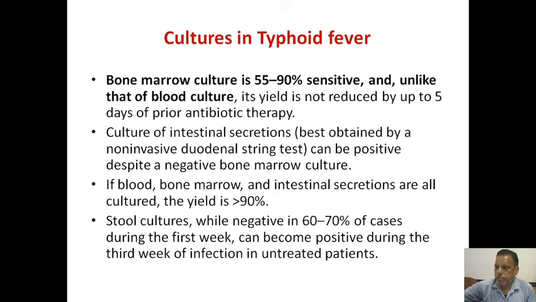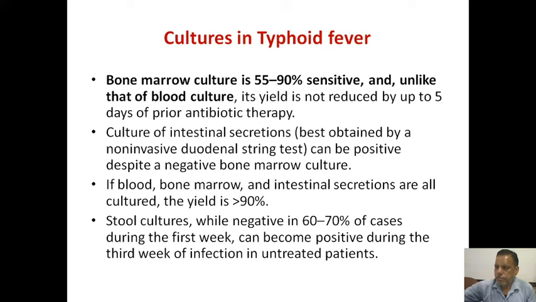So it is a good medium for culture of Salmonella typhi. Now the culture of the intestinal secretions, which can be obtained by a number of methods, endoscopic or duodenal string method, can be positive despite a negative bone marrow culture. But then again, intestinal secretion aspiration is not commonly done.